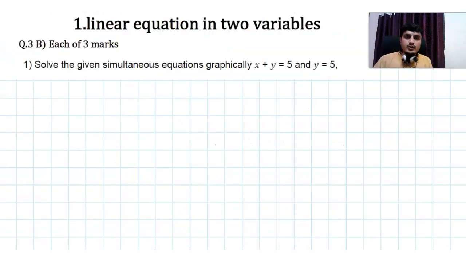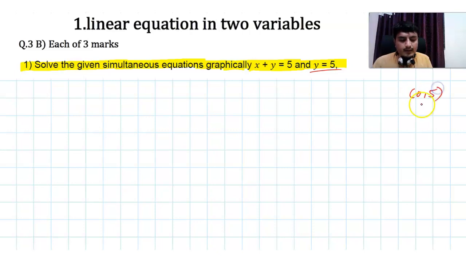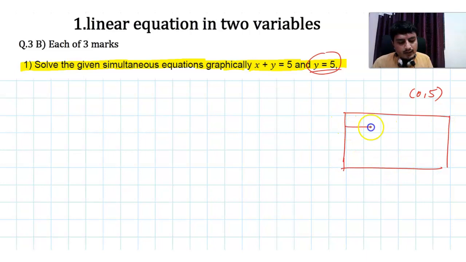Now look at question number 3b. Each of the 3 marks questions we have. First question within it: solve the given simultaneous equations graphically. x plus y equals to 5 and y equals to 5. So now y equals to 5 is a line parallel to the x-axis, passing through the point 0, 5. So y equals to 5, it is clear. But what about x plus y equals to 5? So let's try to prepare a table for this equation.